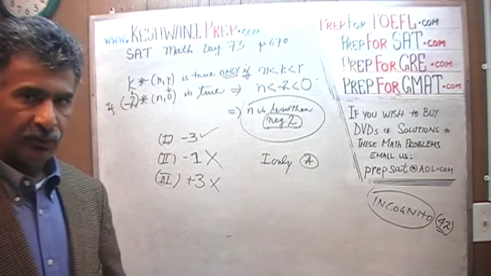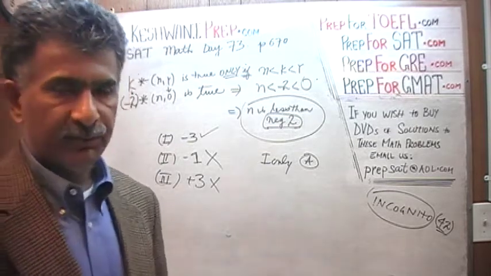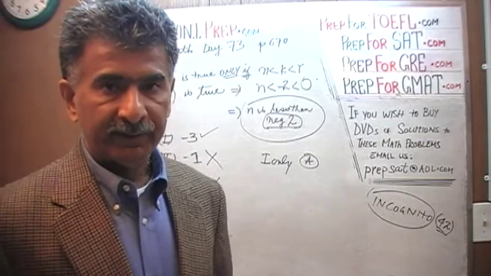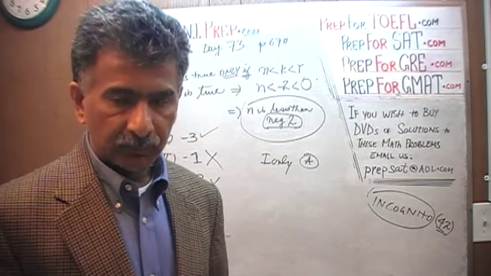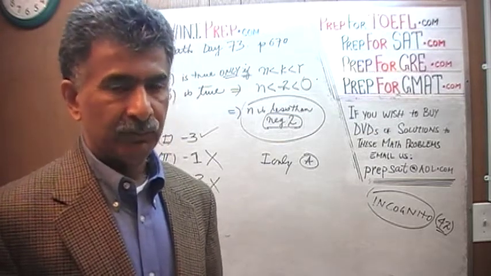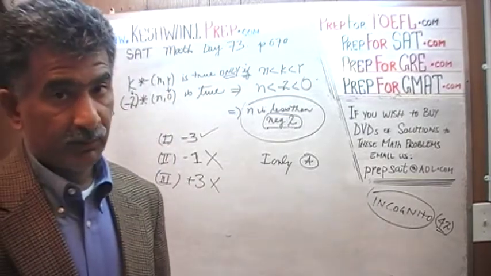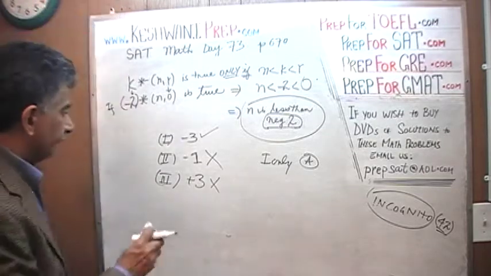The only thing that is true here for a fact is that n, whatever its value is, has to be less than negative 2. So it could be negative 3, but it cannot be negative 1 because negative 1 is not less than negative 2, and it definitely cannot be positive 3. That's it.